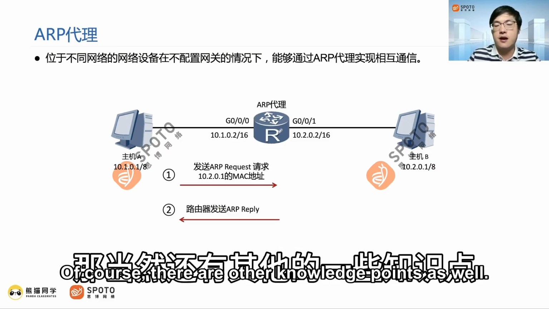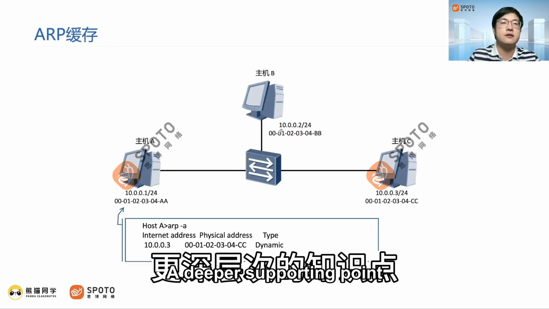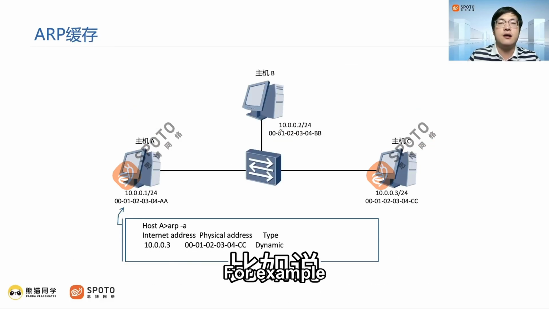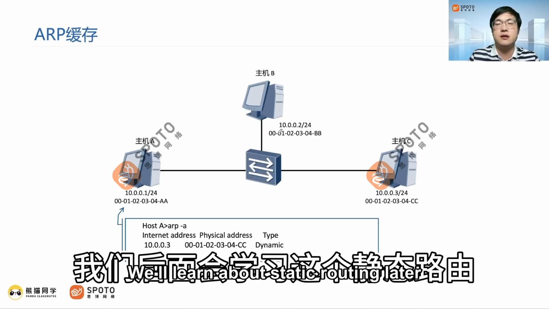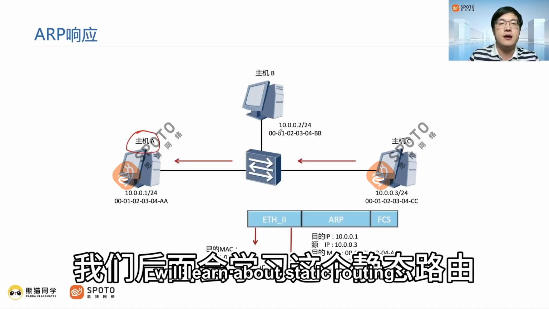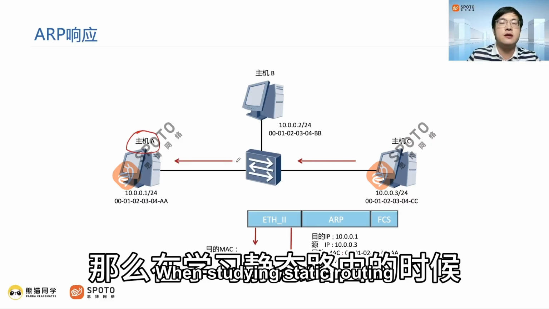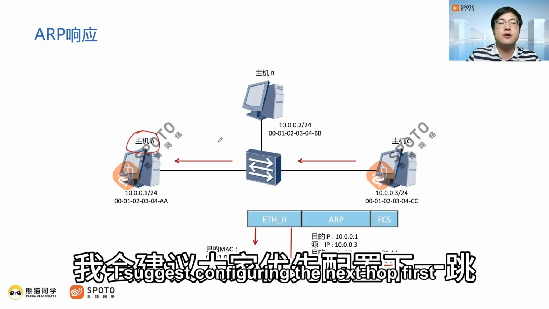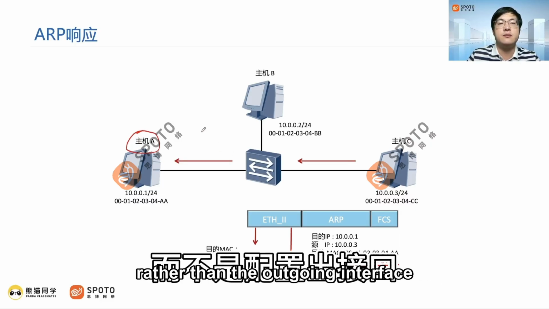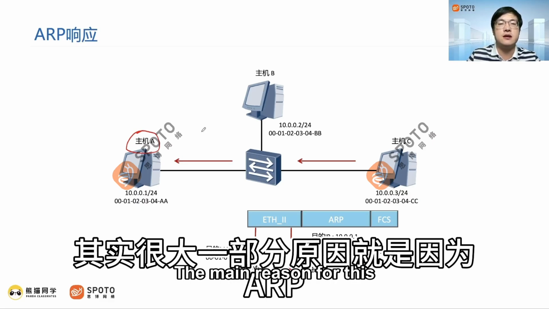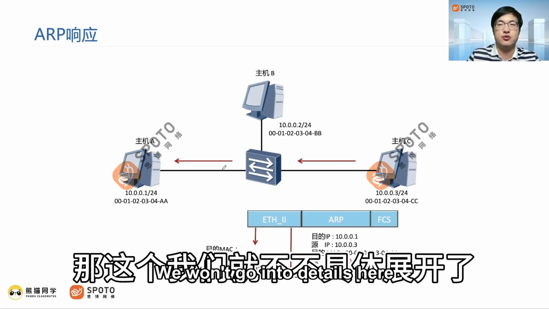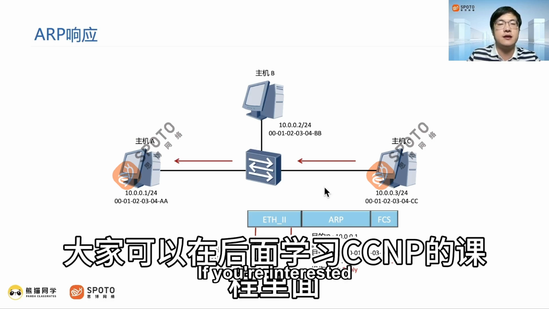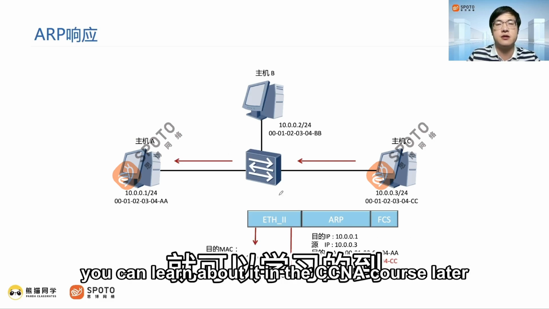Of course, there are other knowledge points as well, a deeper supporting point. For example, we'll learn about static routing later. When studying static routing, I suggest configuring the next hop first, rather than the outgoing interface. The main reason for this is largely because of ARP. We won't go into details here. If you're interested, you can learn about it later in the CCNA course.